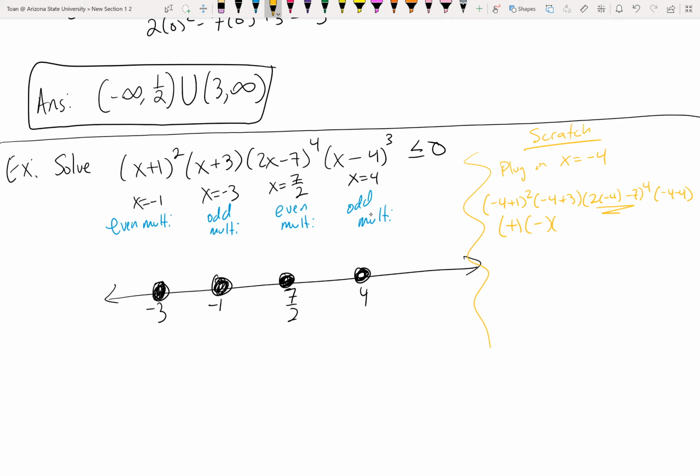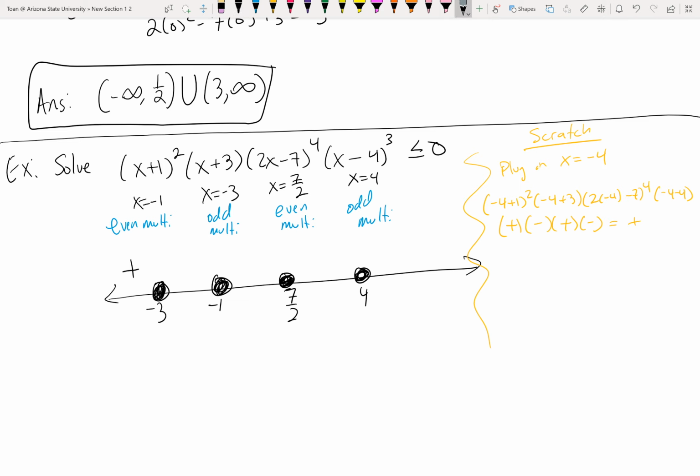The third parentheses, 2 times negative 4 minus 7 to the 4th power, is going to give me a positive number. And then the last parentheses, negative 4 minus 4, is going to give me a negative answer. And then all I have to do is figure out what's a positive times a negative times a positive times a negative. You worked all that out mentally, you're going to get a positive number. So I know for a fact that the very left region is positive. So let's use multiplicities to figure out the rest.